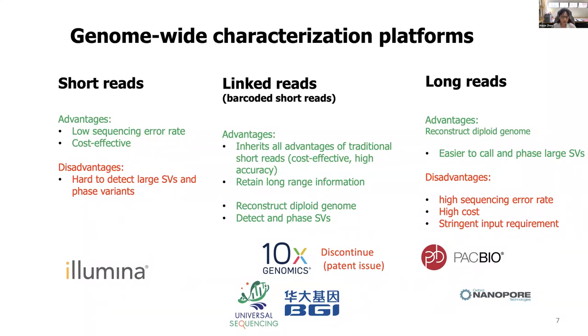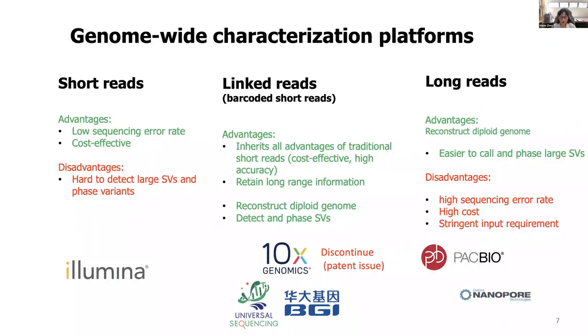Okay, so today we have several different types of genome-wide sequencing technology. For example, like what we introduced, short reads. For short reads, the sequencing error is low and it's very cheap. But the disadvantage is that because it is short, it's hard to detect large structural variants and to phase the variants.